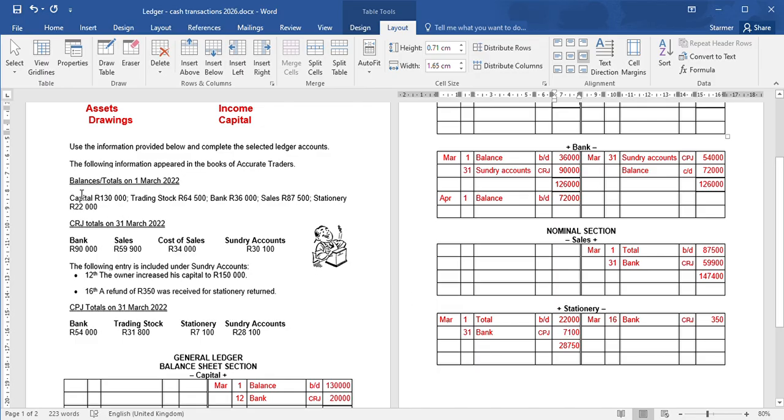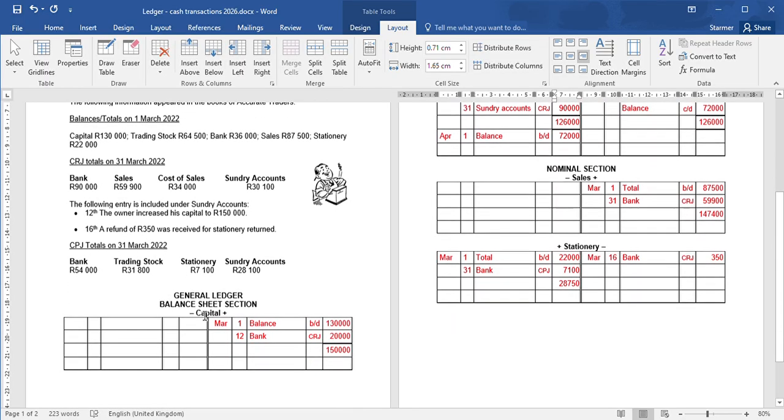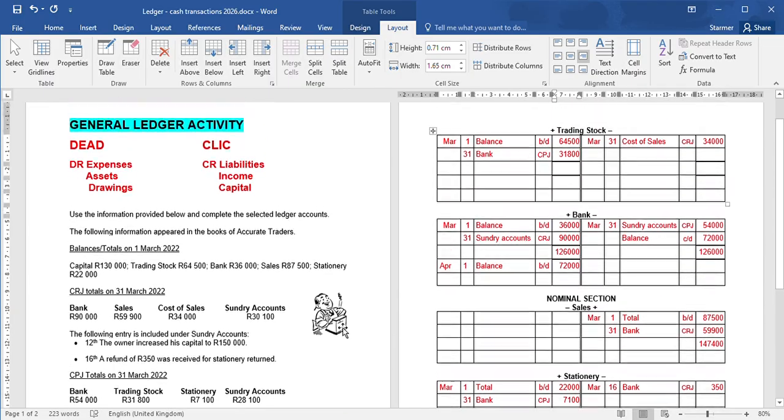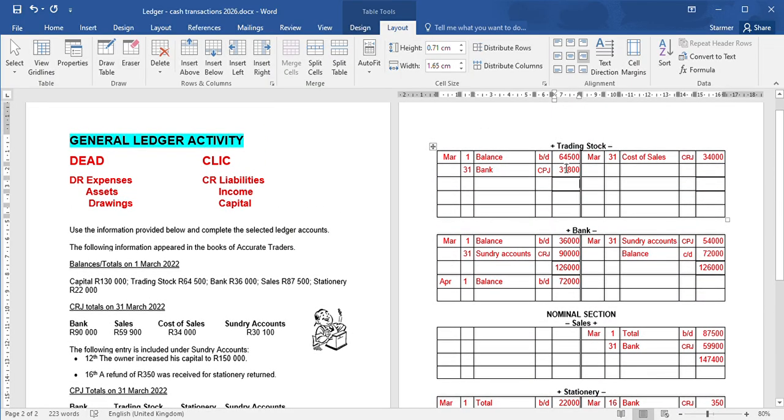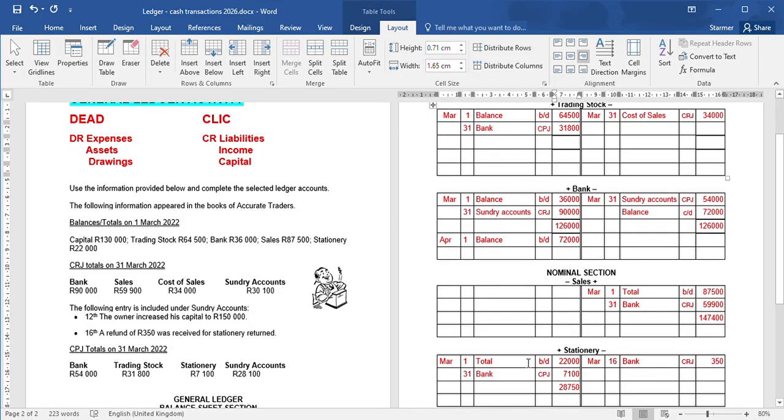Once you've done that, you look for balances and totals, and you fill those in, always on the plus side of the account. So on the 1st of March, capital had a balance brought down of 130,000. Trading stock, the balance brought down on the plus side, 64,500. Bank, balance brought down, 36,000. Sales, when you get to nominal section, it's still on the plus side, but we replace the word balance with total. So the total of the sales was 87,500. And stationery had a total of 22,000.